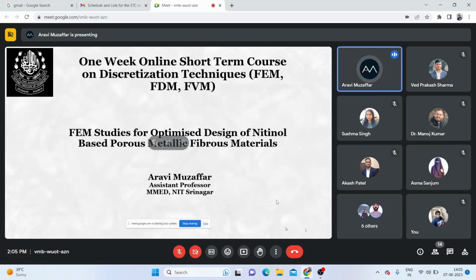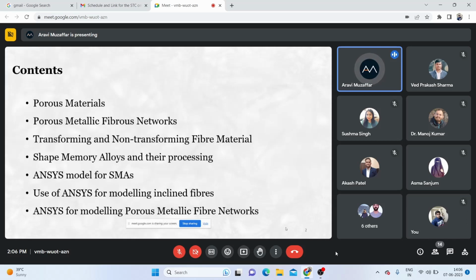I am today going to discuss the FEM studies for optimized design of nitinol-based porous metallic fibrous materials. Throughout the entire presentation, this is how I will maneuver it. I'll start by discussing porous materials first, and then define porous metallic fibrous materials, which are actually a little different from the conventionally used porous materials.